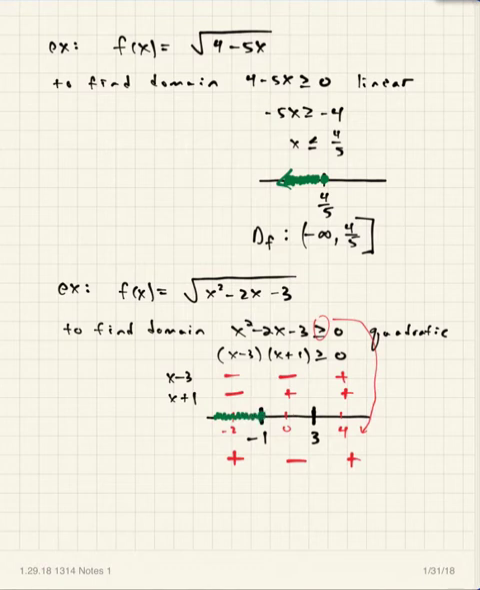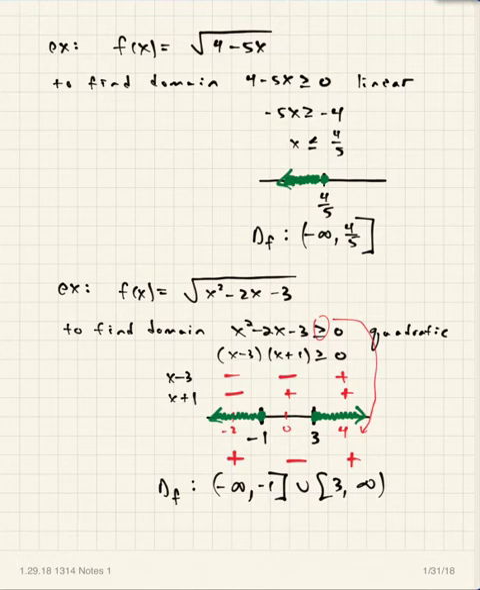So on a number line, here's your domain, because this is the solution to that inequality. And so the domain for this function f here is negative infinity to negative 1 bracket, and then union 3 to infinity. Right? So it's kind of a strange domain. The domain comes in 2 pieces: everything less than or equal to negative 1 and everything greater than or equal to 3.